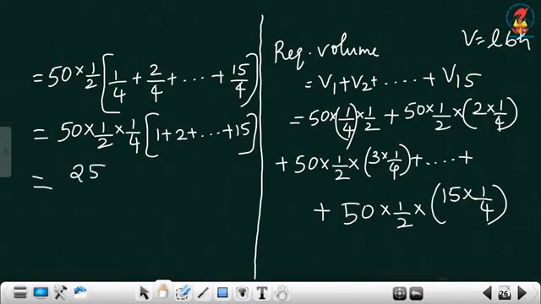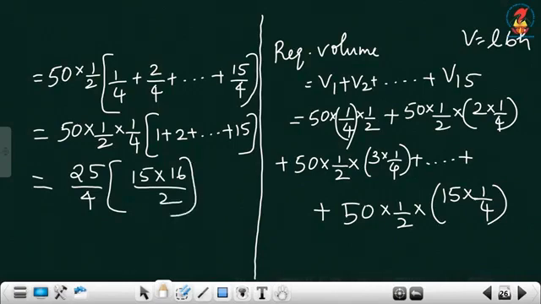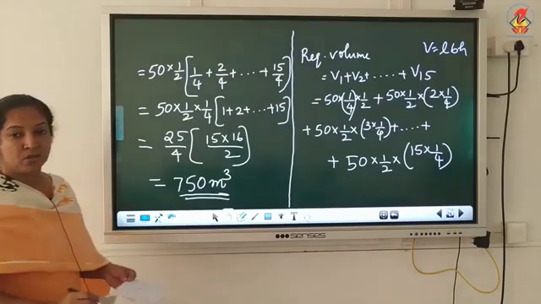which is equal to 25/4 into, here also we can apply the formula n into n plus 1 by 2. So 15 into 16 by 2. Final answer is 750 meter cube. This is the total amount of concrete required to make the terrace.